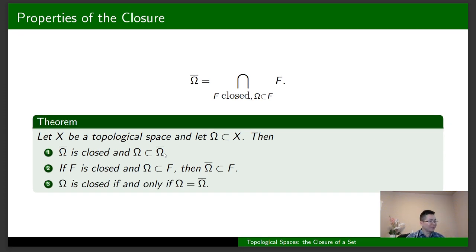There is one more property I want to present in this theorem. Omega is closed if and only if omega is equal to its closure. How come this is true? We can prove using this definition. We also saw one example of this property from the previous slide.